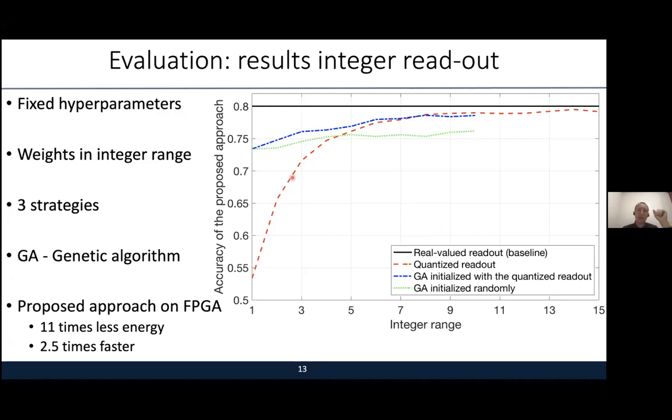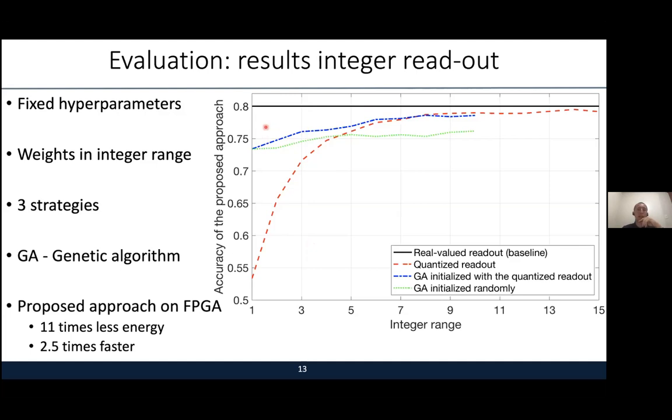And this is the red dashed line in the figure. And it's plotted against the increased range of the allowed integers. And we see, of course, that the larger the range, the better approximation we would get. And the black line is the actual accuracy with the floating point, or with the real value readout. And two alternative approaches were also to use the genetic algorithm, which is either initialized by the quantized readout, or the genetic algorithm which is initialized randomly.